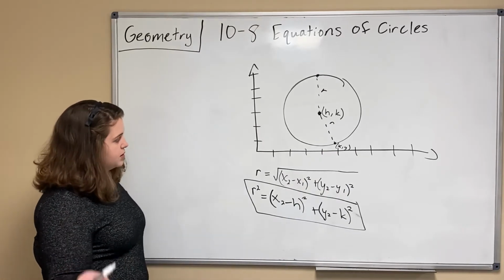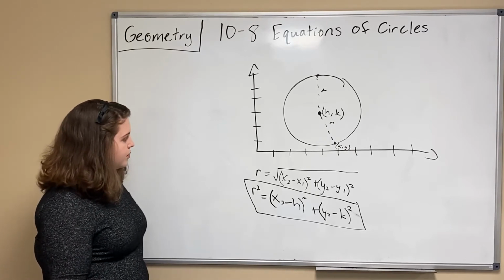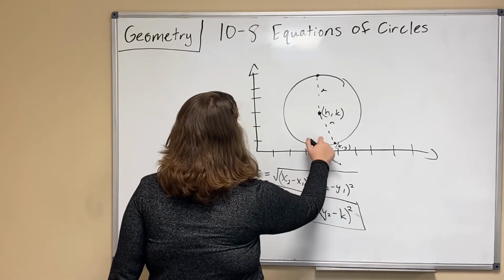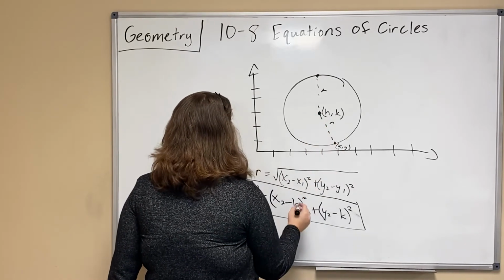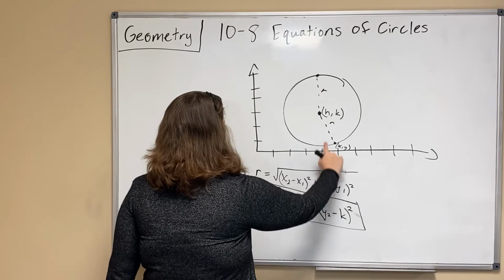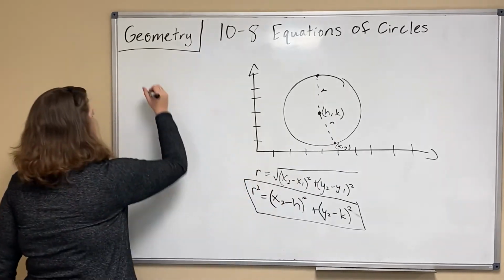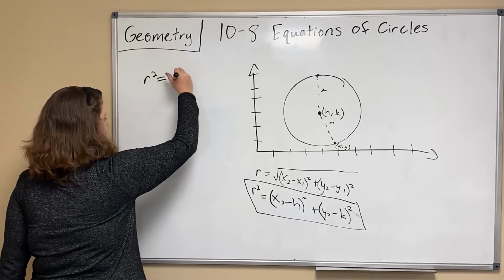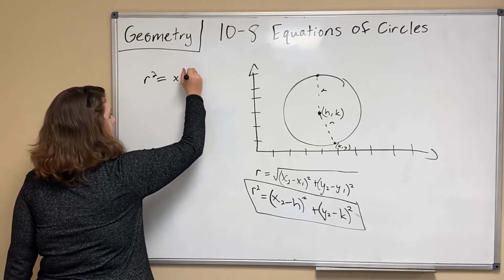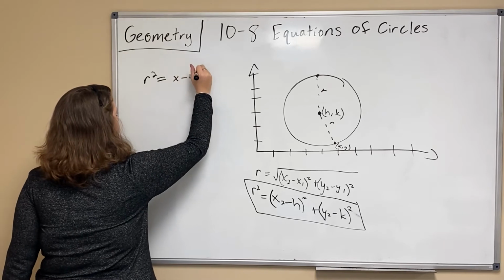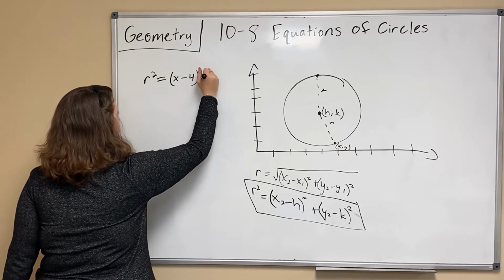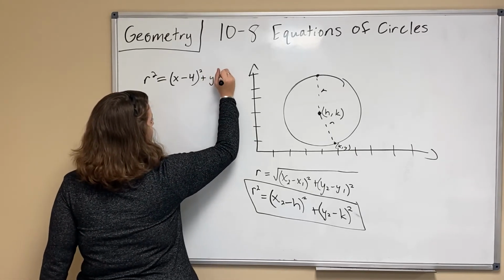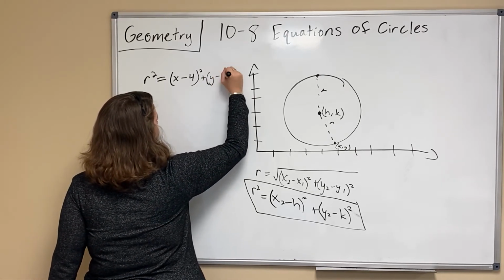The way that this comes into play is I can look at this circle and go 1, 2, 3, 4, 1, 2, 3. So our h value is 4 and our k is 3. So I'm going to get r squared equals (x minus 4) squared plus (y minus 3) squared.